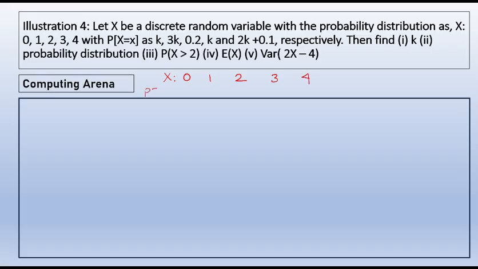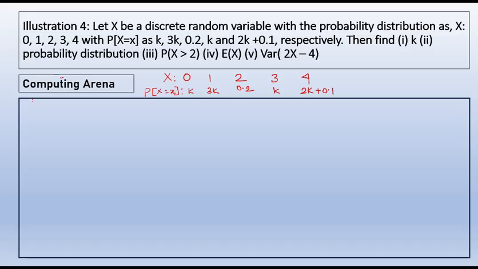So probability of x equal to x is k, thrice k, 0.2, k, and twice k plus 0.1. These are the probabilities. Now, first we need to find the value of k, because unless we find the value of k, we cannot get the perfect probability distribution and we cannot compute the expectation and other things. So let us start this problem.